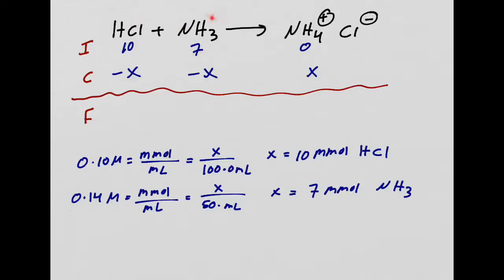So which one is the limiting reagent? It's a 1-to-1 ratio, which means my limiting reagent is ammonia, right? Because I have 7 of this, I have 10 of this, and 1 HCl reacts with 1 ammonia. So my X here is 7. This would be minus 7, this would be minus 7, this would be plus 7. If I do that, I end up having none of the limiting reagent. I end up with 3 millimoles of hydrochloric acid left, and 7 millimoles of ammonium.